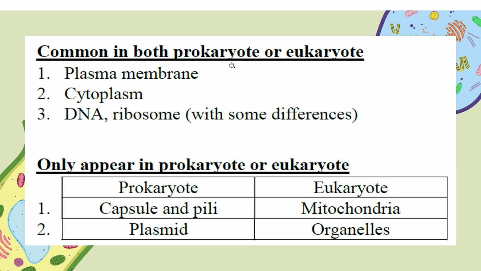Common in both prokaryote and eukaryote are plasma membrane, cytoplasm, DNA, and ribosome. We have talked about it before. And what only appears in prokaryote and eukaryote? Prokaryote only has the capsule, and remember what it does? It increases the cohesion with the surroundings. Plasmid, remember it? Small circular DNA. Eukaryote has mitochondria and other organelles, which prokaryotes do not.